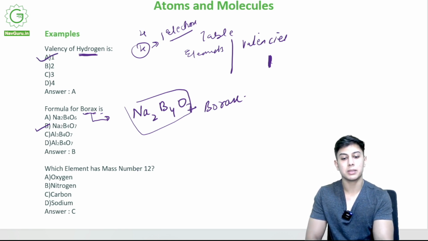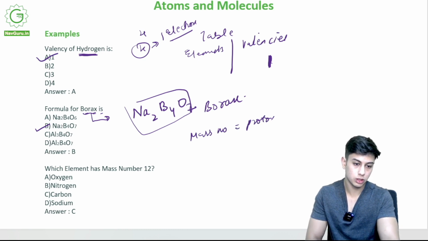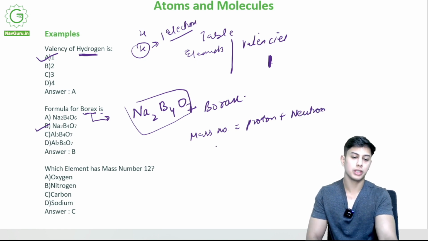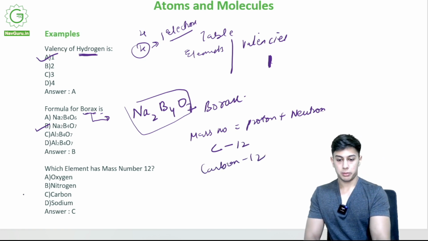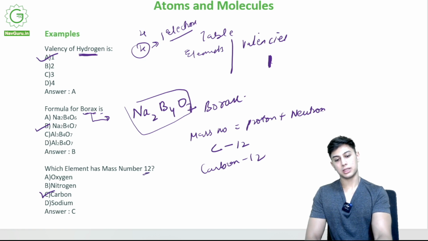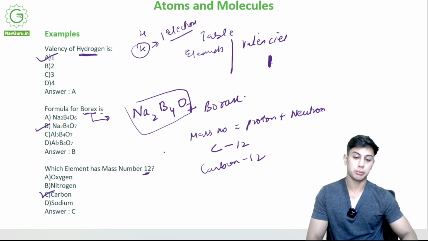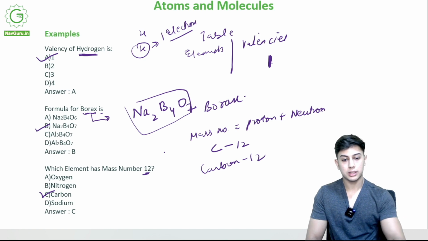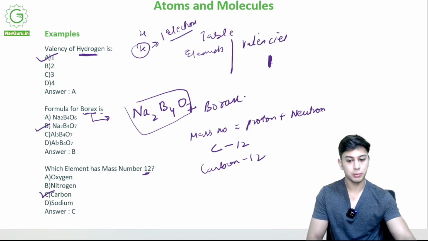Which element has mass number 12? Mass number is proton plus neutron. I remember only one isotope that was given as C12, that is carbon 12. Answer is carbon. Carbon has a mass number of 12. So this is the ending of our example session on atoms and molecules. I hope you learnt a lot, and this is how you should practice each question. This is the type of questions that will be asked, and that will be all. Thank you.